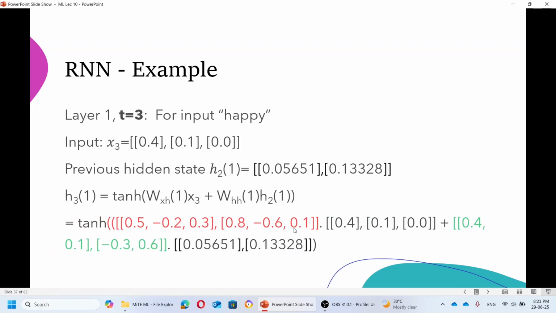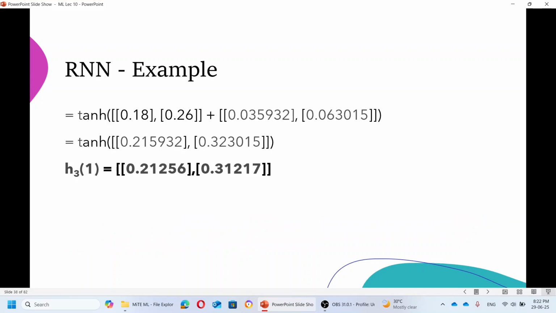Again the weights are the same, embedding values for happy, and this is the weight, and this is our output of the previous value at t is equal to 2 for the first layer of the hidden layers. And again h31 is equal to 0.21256 and 0.31217.